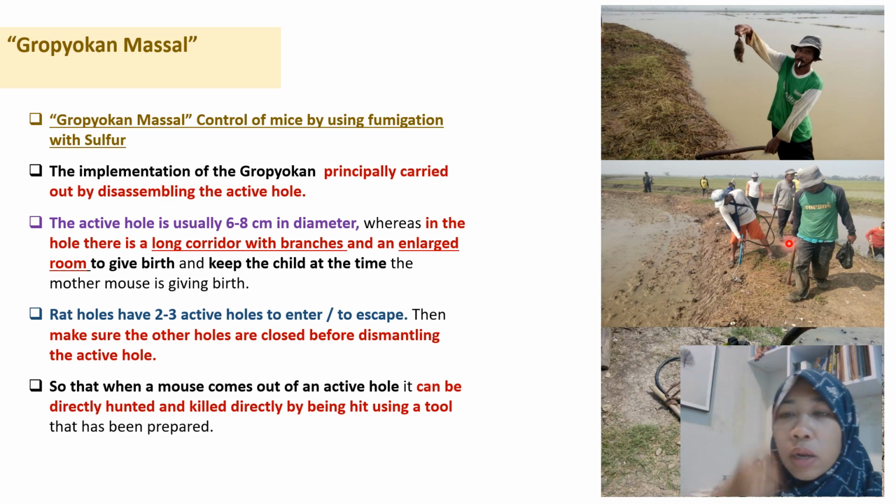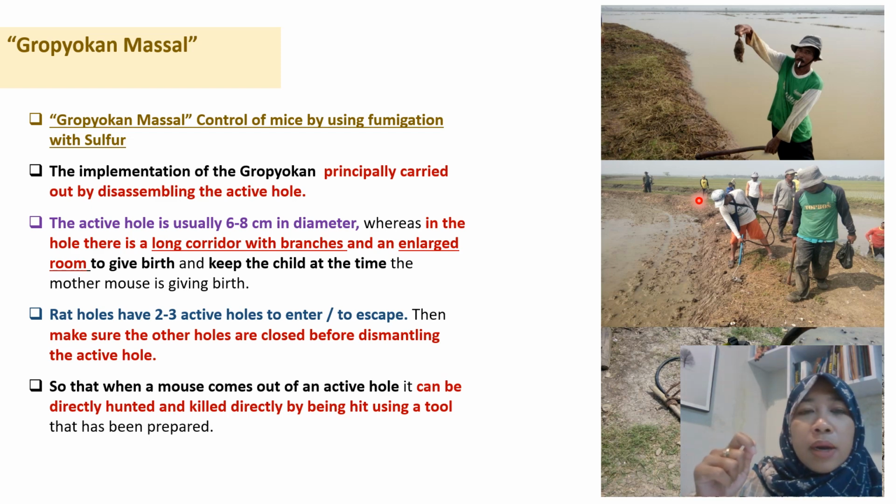They put sulfur in an active hole of the rat, in a nest of the rat, and then on the other side of the hole, the farmer will prepare something like a stick, and they can hunt and kill together like that. Yeah, an active hole is usually 6 until 8 centimeter diameter.